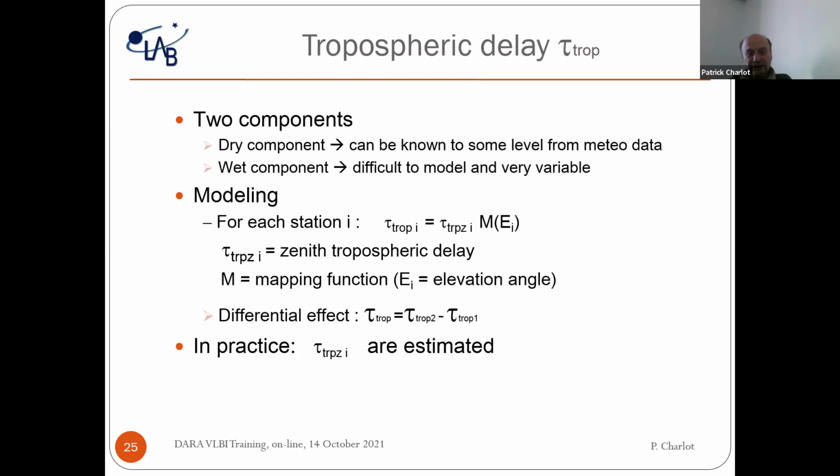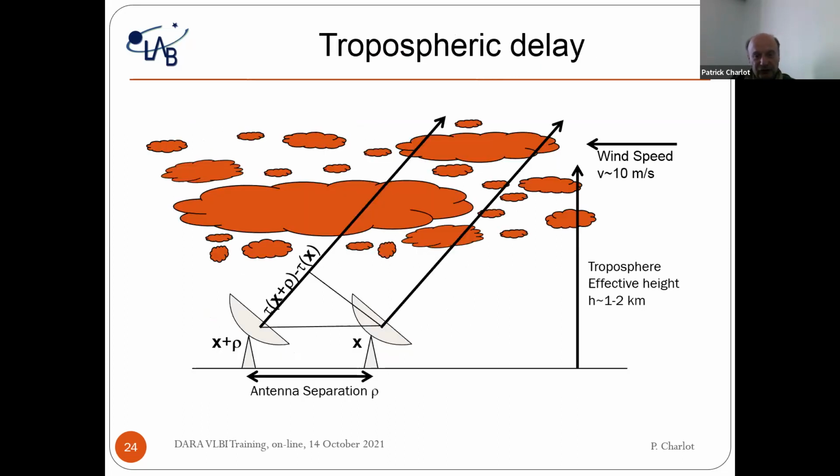Another thing that I mentioned is that it depends also on the elevation, depending on whether your antenna observes at high or low elevation. If you observe at zenith, for example, you will cross a smaller part of the troposphere than if you observe at lower elevation, because you will cross a longer part. So it depends on your direction of observing, the elevation of your antenna, and it's different at each site, of course.